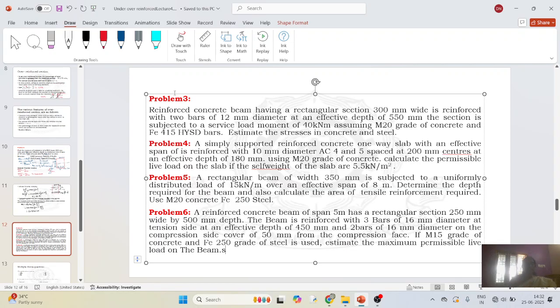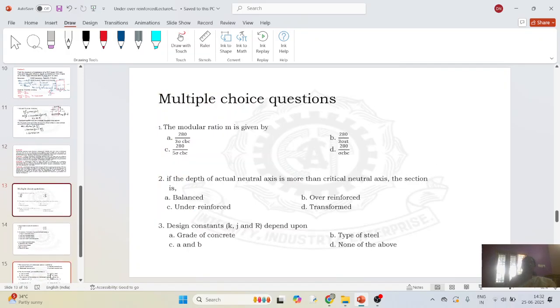These are the exercise problems. You will try to solve the problem in the classroom. Next, multiple choice questions may be asked from this content. Based on the working stress concept, these questions may be asked.